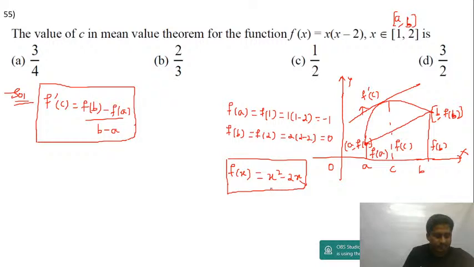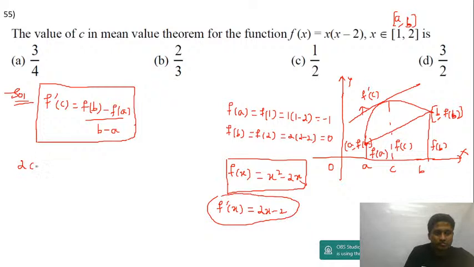Now if I differentiate, f dash of x is equal to differentiation of x square, which is 2x, minus differentiation of 2x, which is 2. This is f dash of x. So f dash of c is equal to 2c minus 2. Am I right? f dash of x is 2x minus 2, so f dash of c should be equal to 2c minus 2.